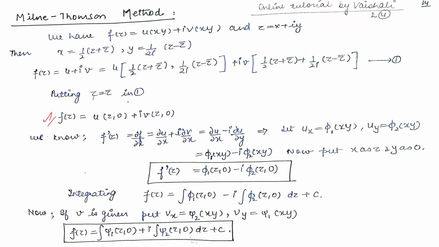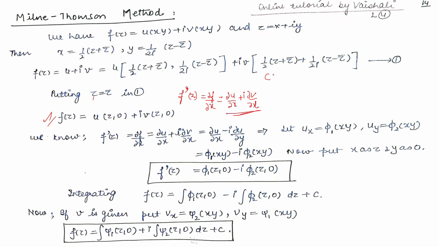Now after obtaining this value of f(z), I want to find the derivative of f(z), which is f dash z. f dash z can be represented as del f upon del x, because f is a function of x and y, so we differentiate it partially with respect to x. Del f upon del x can be split as del u upon del x plus i del v upon del x. Now it is in terms of u and v. I want to change this fully in terms of u.